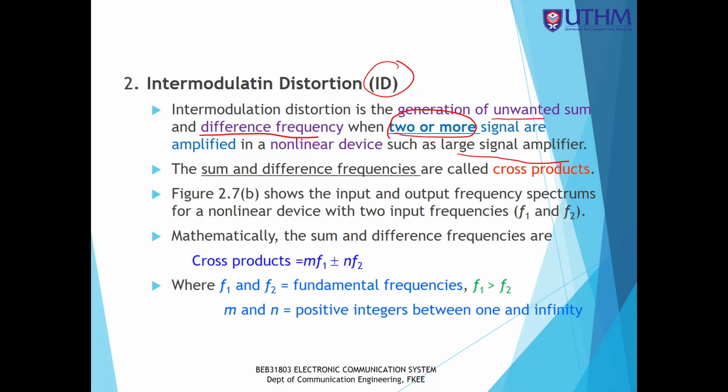So figure B, I already showed figure B. Mathematically, the cross product is equal to mF1 plus or minus nF2, where F1 and F2 are the fundamental frequencies, and F1 is more than F2. m and n are any positive integers between 1 and infinity.